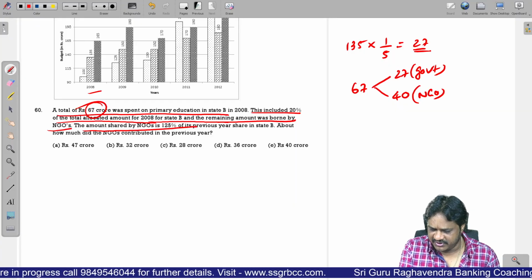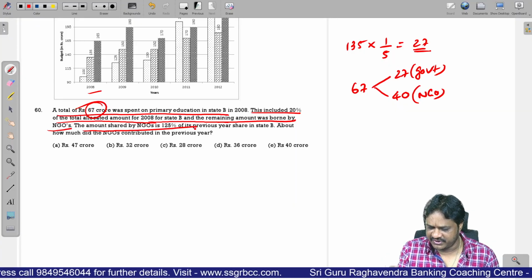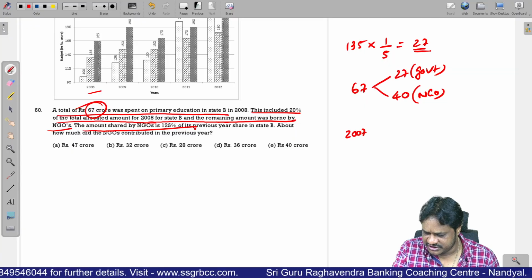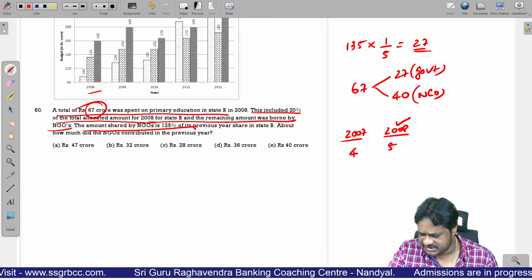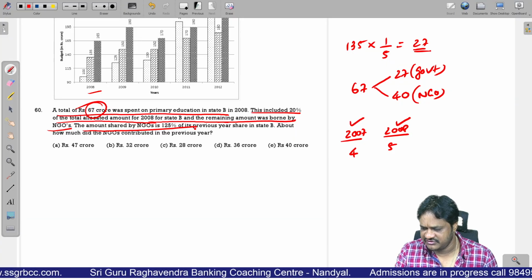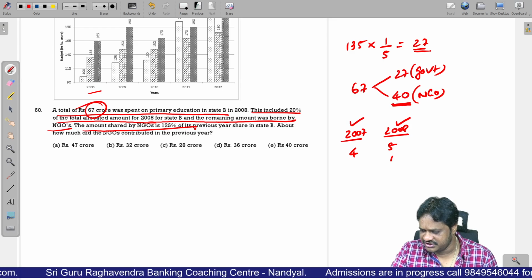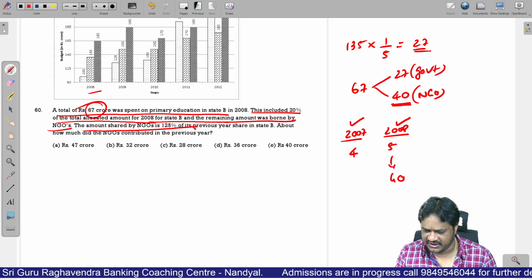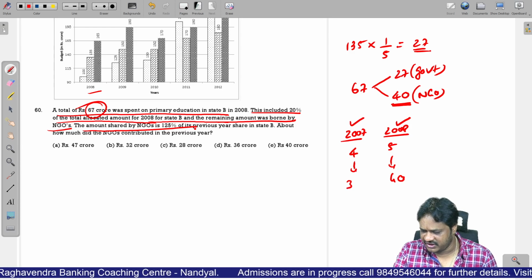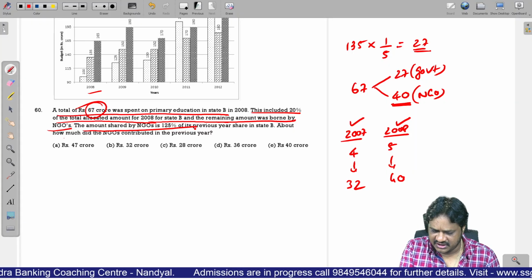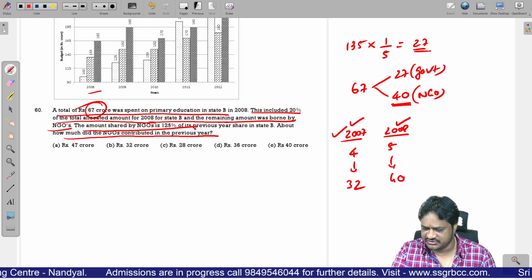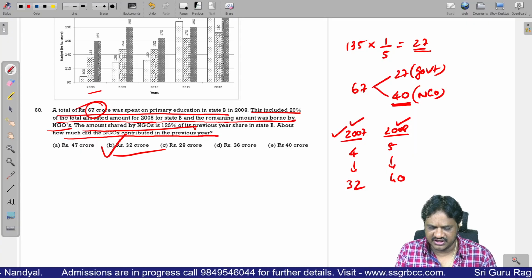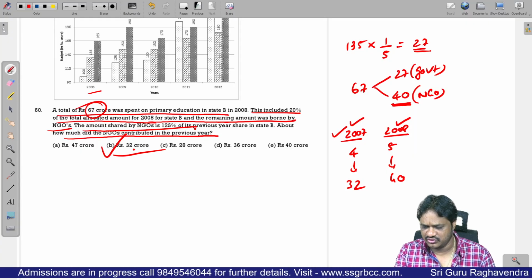The amount shared by NGO is 125% of the previous year. What is the previous year of 2008? 2007. 125% means 5 by 4. So in 2008 it is 5 parts, in 2007 it is 4 parts. 2008 NGO budget, how much did we get? 40. 2007 we will get 32. So what is the amount contributed by NGO in the previous year? Previous year means 2007. So the answer is 32 crores. Option 2 is the correct answer.